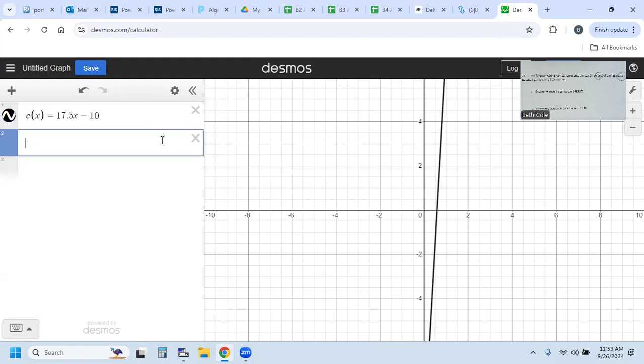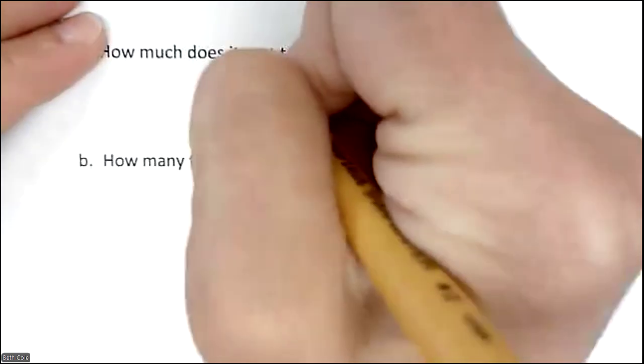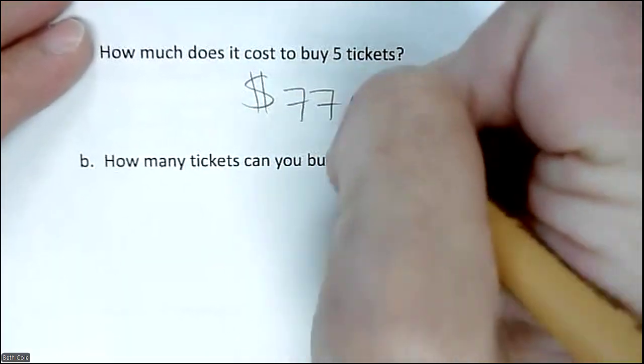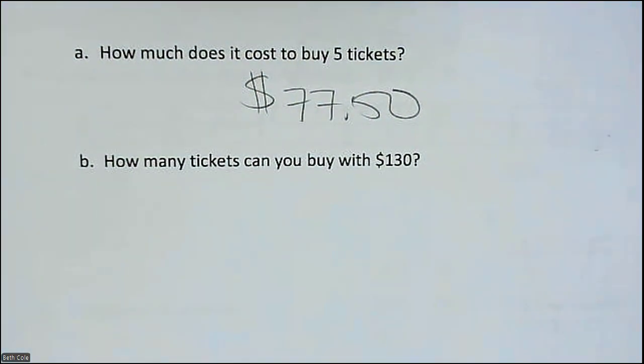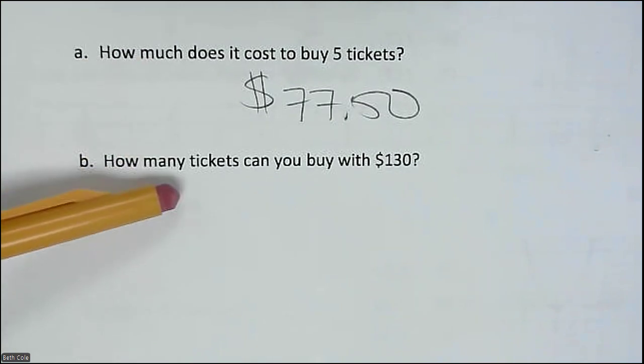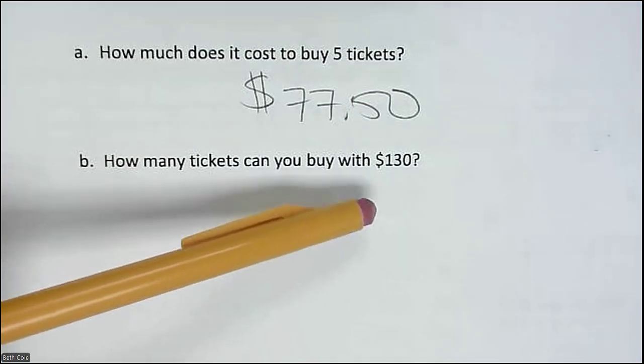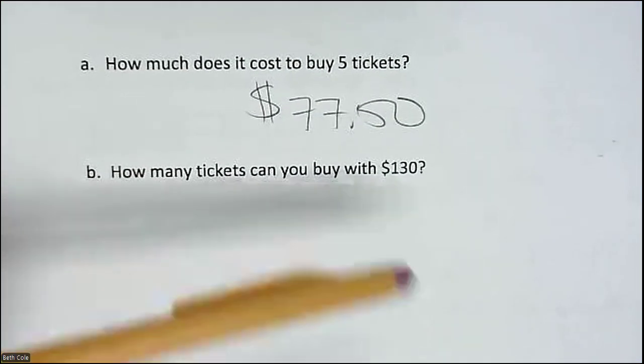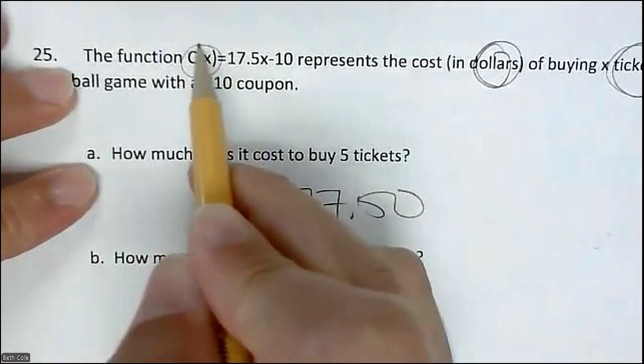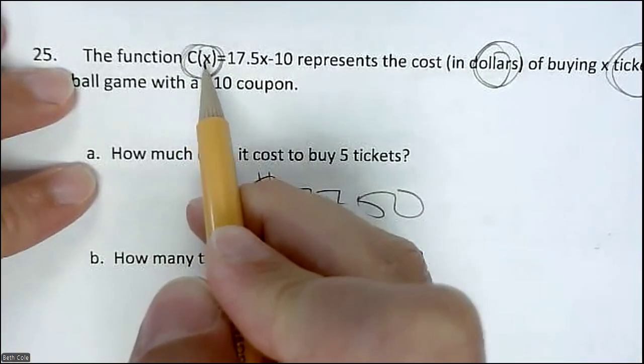$10 coupon. All right, what am I going to type in the next box down? It says how much for, yeah, C. 5 tickets. How much do you spend for 5 tickets? $77.50. Now just put a dollar sign in front of it for cash money. Last one is backwards. Do you see how it says how many tickets can you buy with $130? Okay, so this time we're going to put the 130 in for cost.